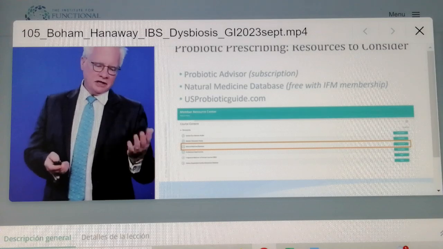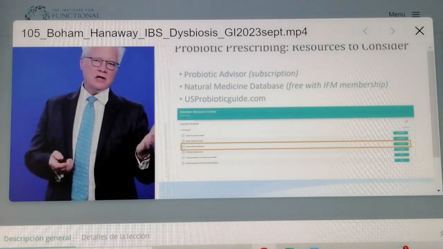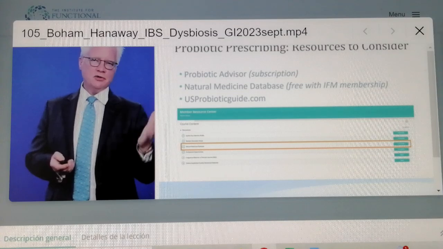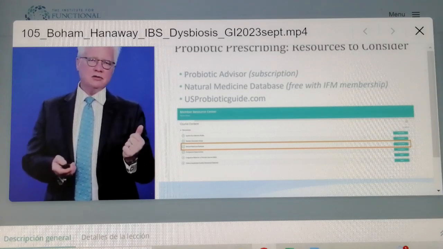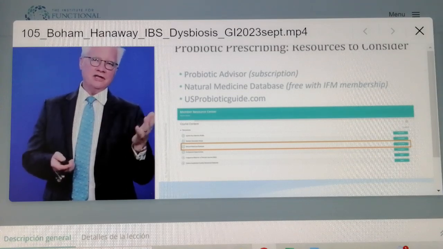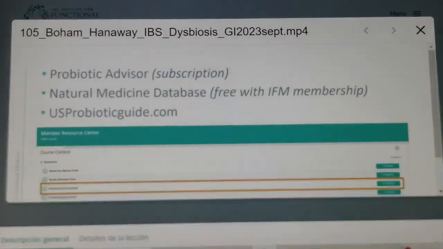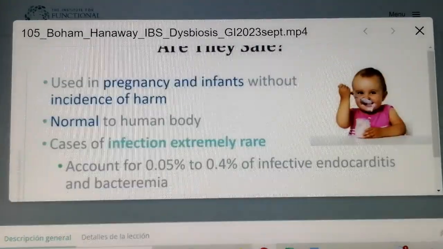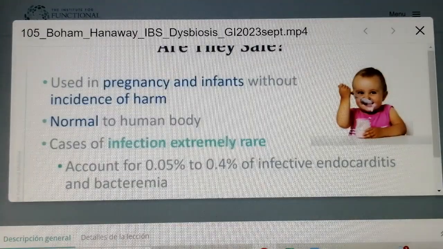I particularly like Dr. Jason Hawrylak in Tasmania, who has something called the Probiotic Advisor. It's a subscription, but it's an excellent source for being able to have good data that's unbiased in any way, shape, or form. We see the USProbioticGuide.com and the Natural Medicine Database, both of which will give us good information about the probiotics. Mentioned briefly about safety and efficacy.